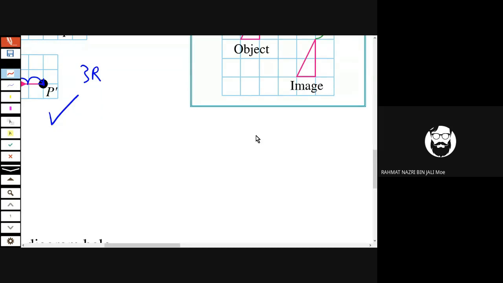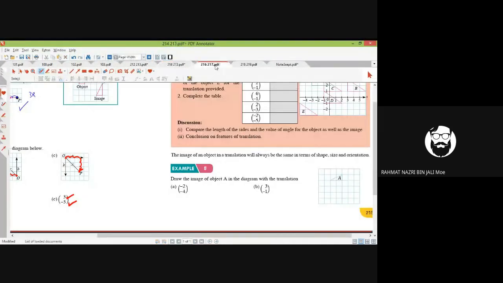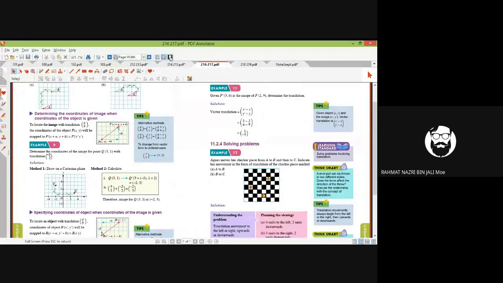Untuk soalan okey, kita dah bincang. Kemudian kita lihat example 7 di muka surat 217.